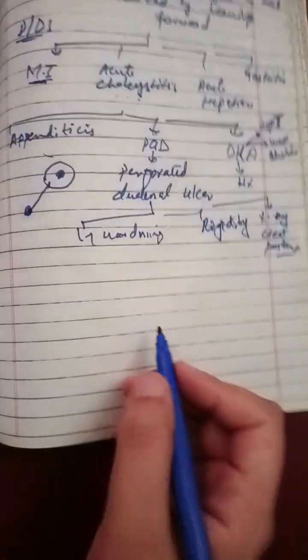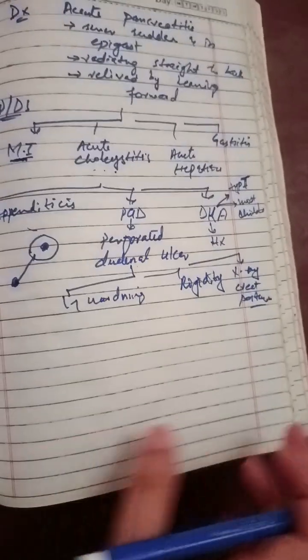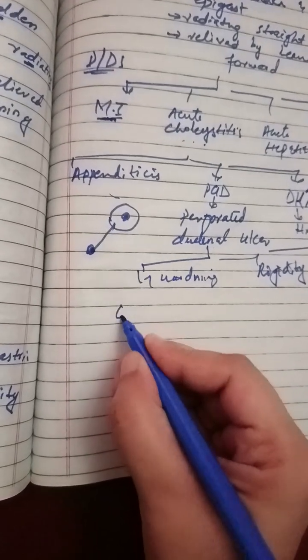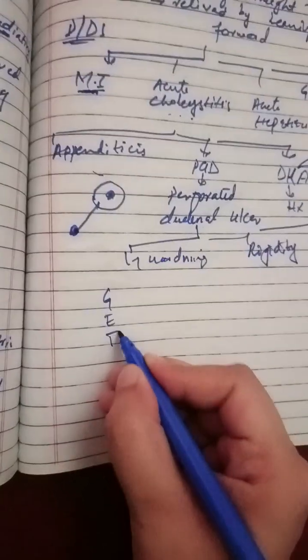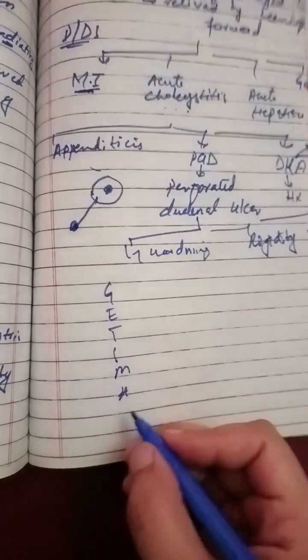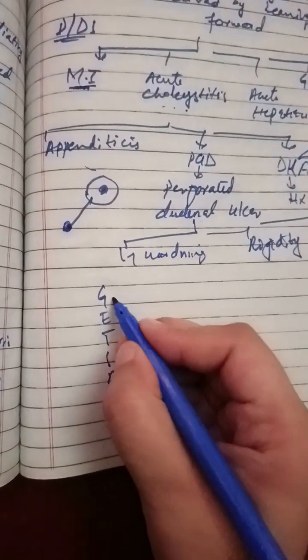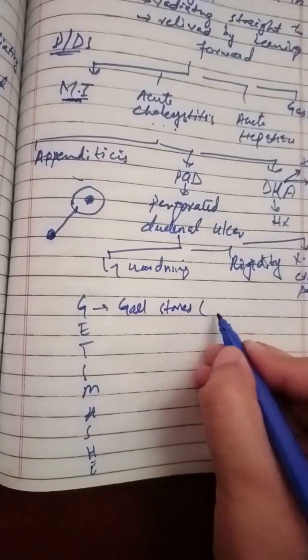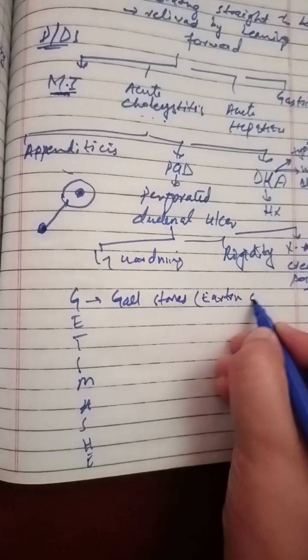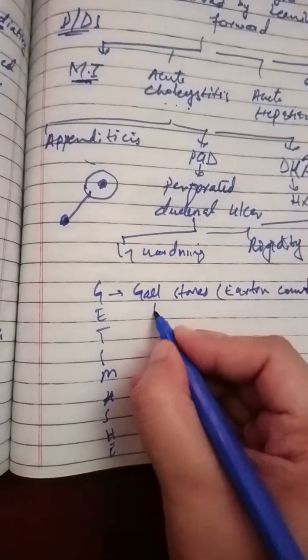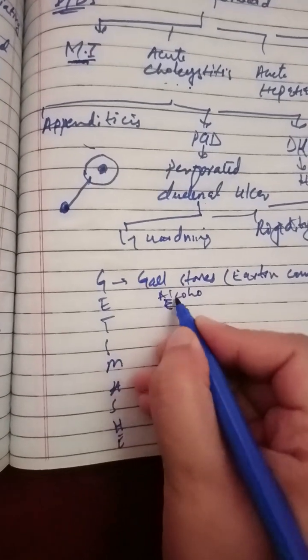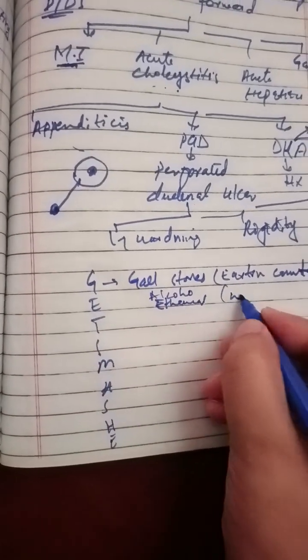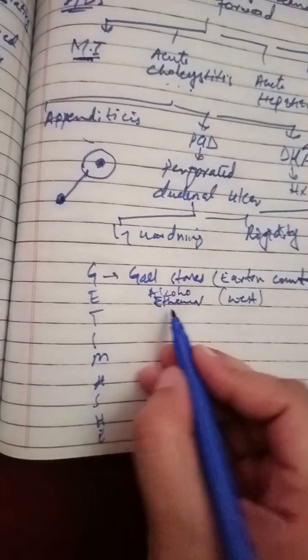Before discussing the complications of acute pancreatitis, we will discuss some of the causes of acute pancreatitis, in which there is a mnemonic called GET SMASHED. Gallstone is the most common cause of acute pancreatitis in eastern countries, while alcohol, ethanol, is the most common cause in western countries.